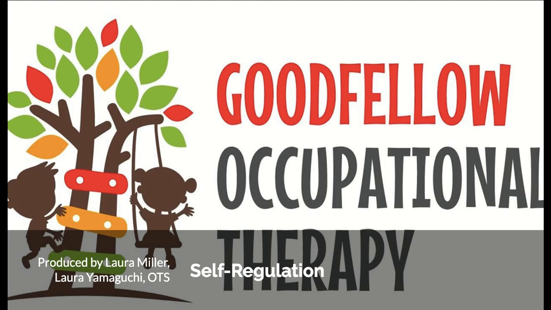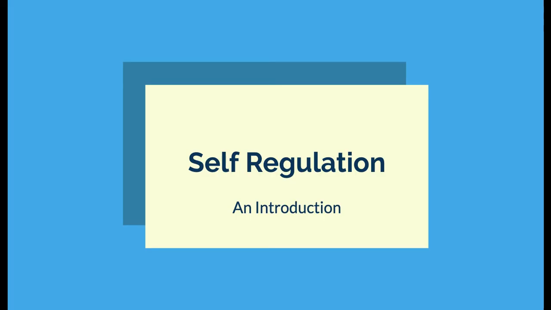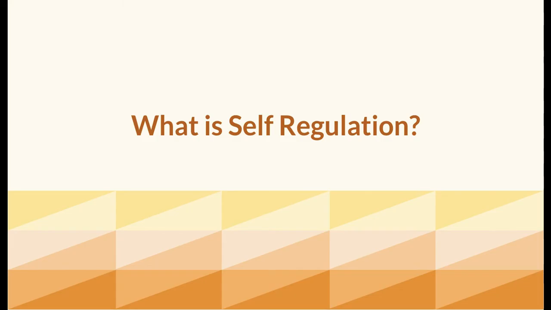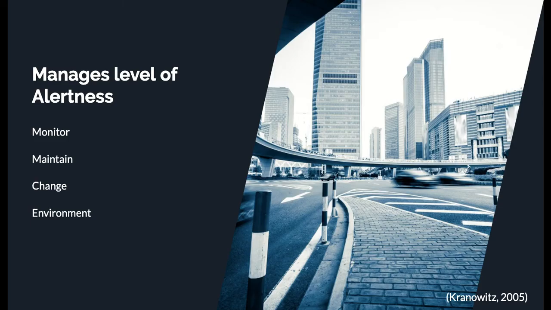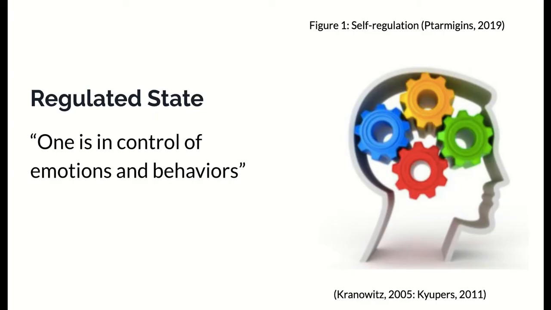Today we're going to talk about self-regulation and give an introduction to the conversation. What is self-regulation? Self-regulation helps children learn to monitor, maintain, and change their level of alertness to respond appropriately to their environment. In a regulated state, one is in control of emotions and behaviors.